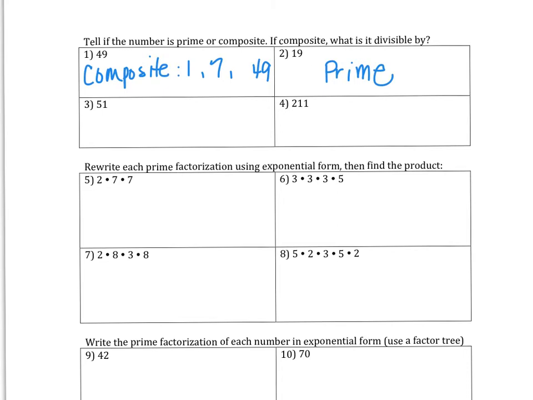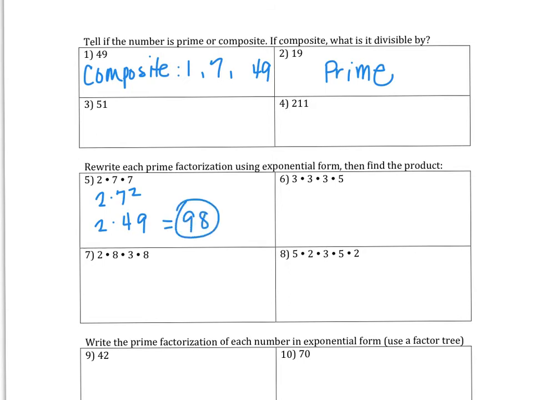Let's take a look at number 5. Rewrite each prime factorization using exponential form, then find the product. So we have 2 times 7 times 7. We can change that to 2 times 7 squared. That is 2 times 49, and that would equal 98.